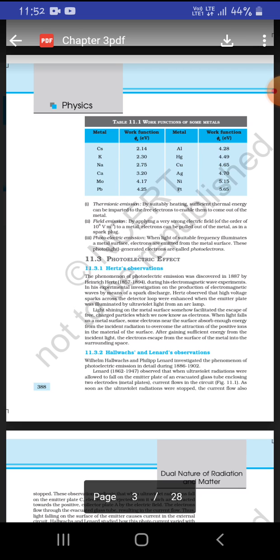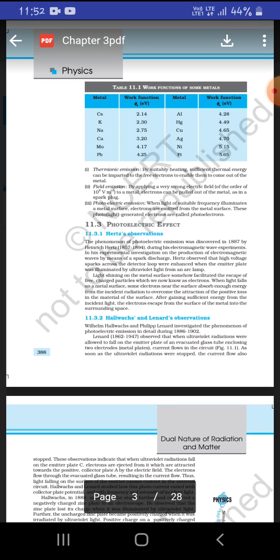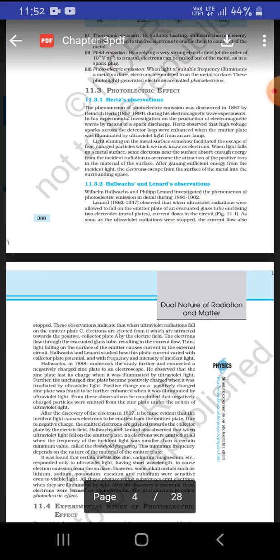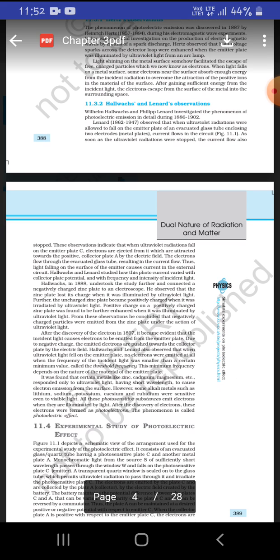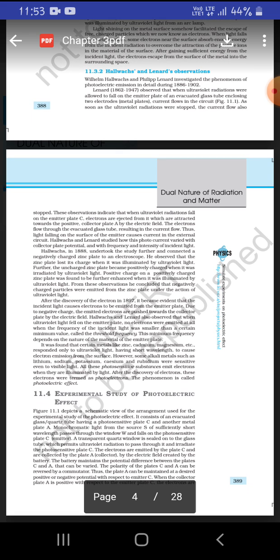Hertz observed this. Next, Hallwachs and Lenard observed that the ultraviolet radiation falls on the emitter plate C, and electrons are ejected from it, which are attracted towards the positive collector plate A by the electric field. The electrons flow through an evacuated glass tube, resulting in current flow. So they observed the current flow.